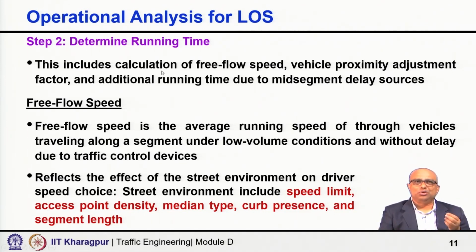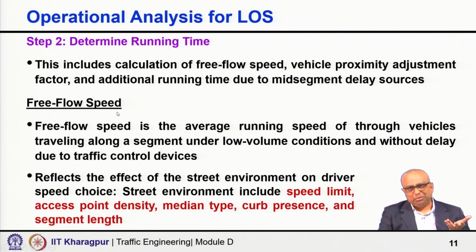Now, this includes how to calculate the running time. We need to calculate the free flow speed, because everything starts from there. Not only free flow speed, it actually starts from the base free flow speed, unless we do a direct field measurement. Then the vehicle proximity adjustment factor, I shall explain what it is, and additional running time due to mid-segment delay sources. Let us discuss one by one.